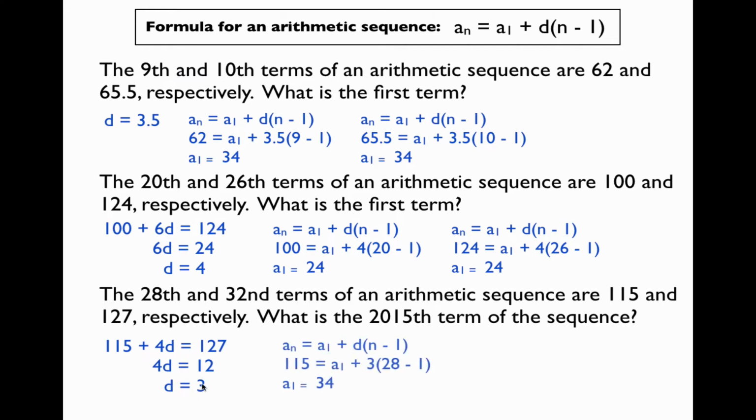All right, then using our explicit formula, the 28th term is 115. Solving for the first term, we get 34. And using our explicit formula, we can find the 2015th term. So we plug in 2015 for n, and we get out the 2015th term, which is 6,076.